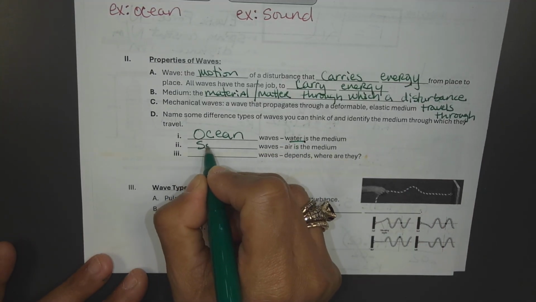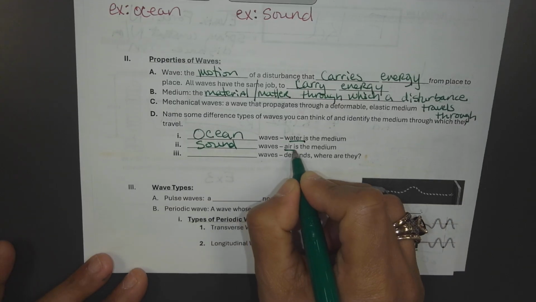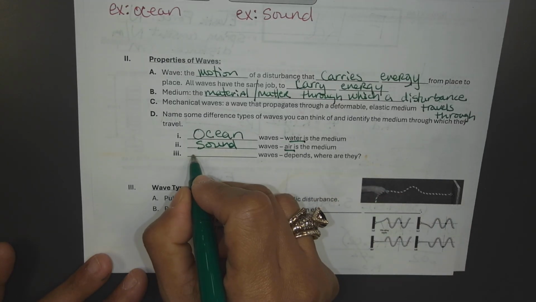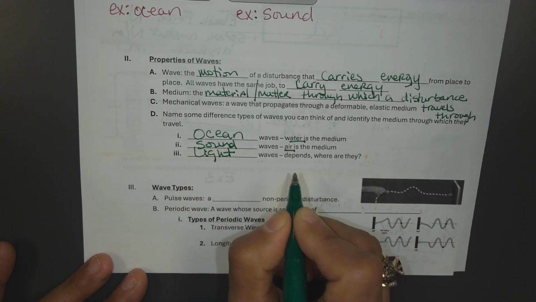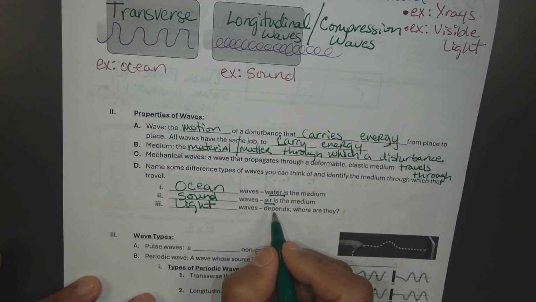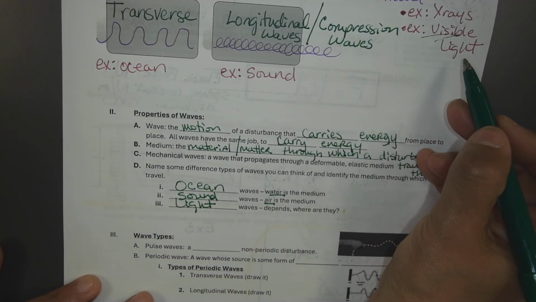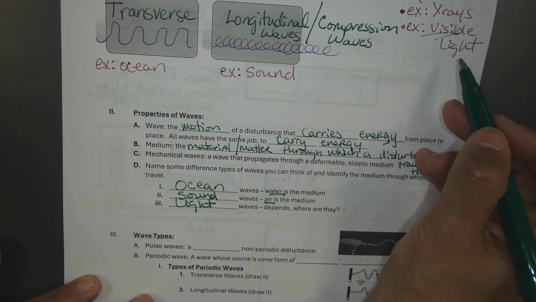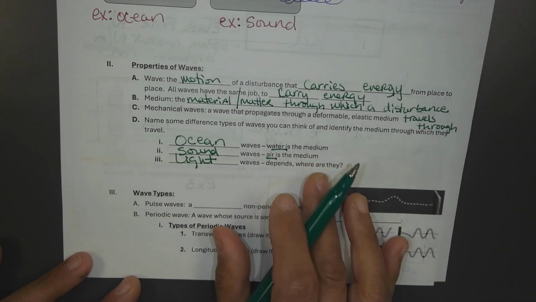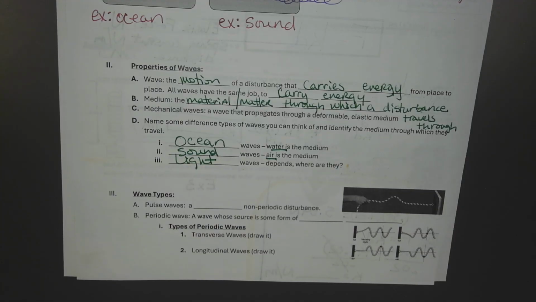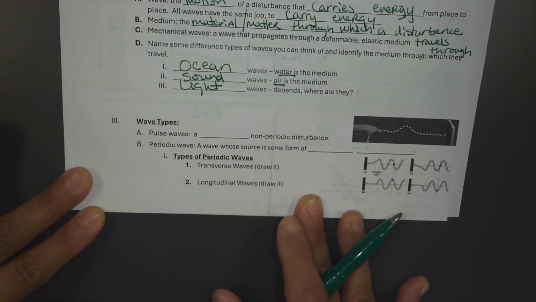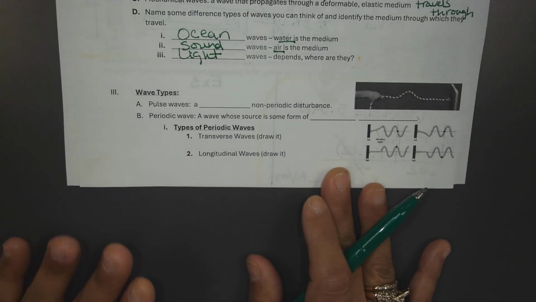If it's sound, it travels through air, that's the medium. What about light? Light wave, like over here, visible light, it's an electromagnetic wave. It depends where they are. Because right here in the classroom, it's traveling through the air, but if it's a star, its light is traveling through a vacuum in space, no medium at all, okay? So it depends where they are.